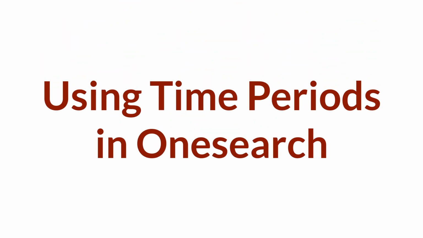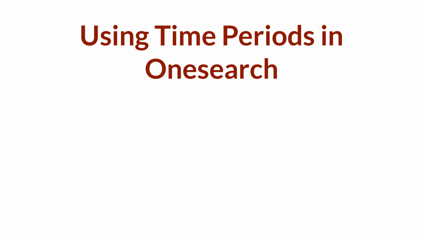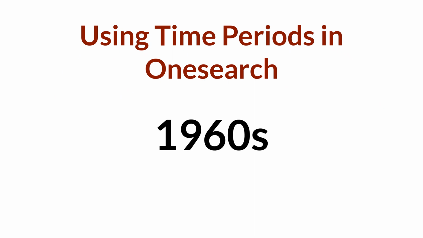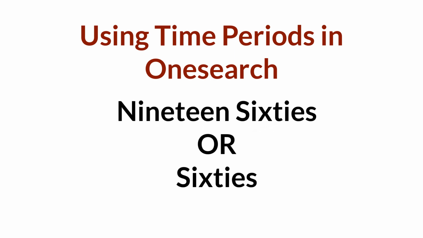In order to search for sources using time periods in OneSearch, you'll want to use a variety of strategies that indicate time. For example, for the time period of 1960 to 1970, when the Psycho film was released, we can use the search term in numbers like 1960. We can also use the word 1960s or spell out the number in letters as a decade.